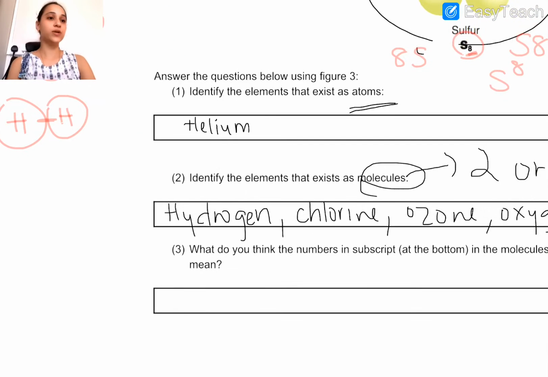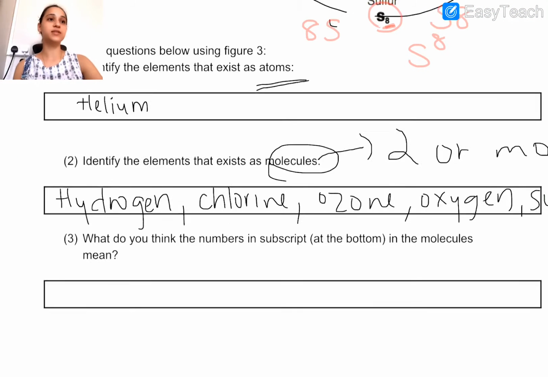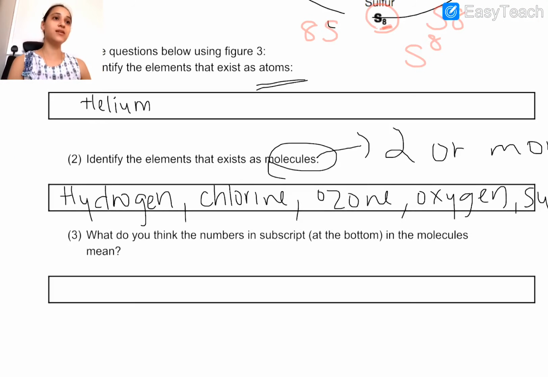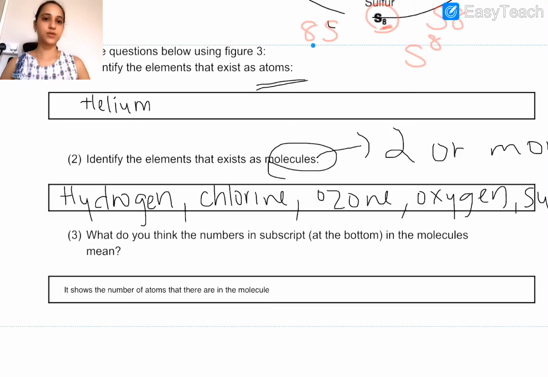So what do the numbers mean? The numbers tell you how many particles are bonded together in that molecule. It shows the number of atoms that there are in the molecule. So that's the answer. These are all the answers. Get that right in your copybook. Thank you.